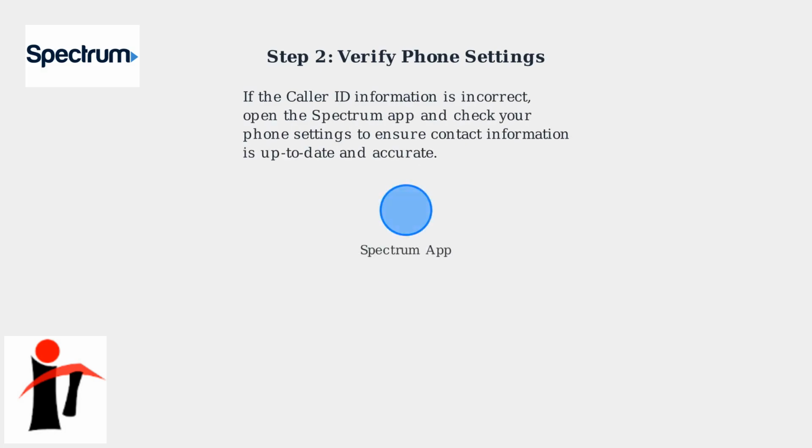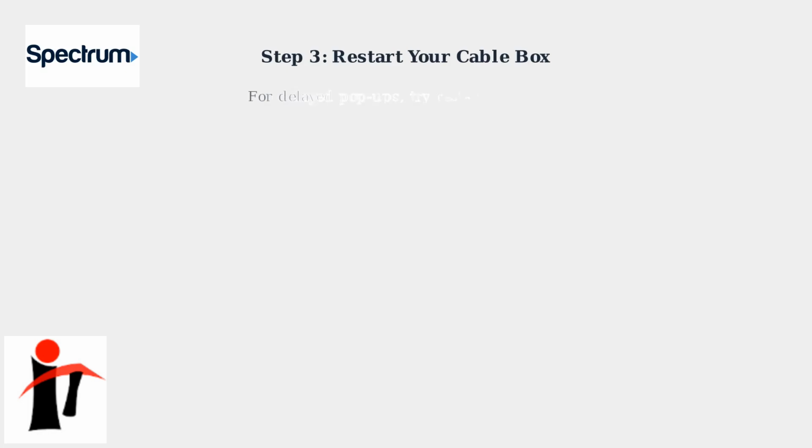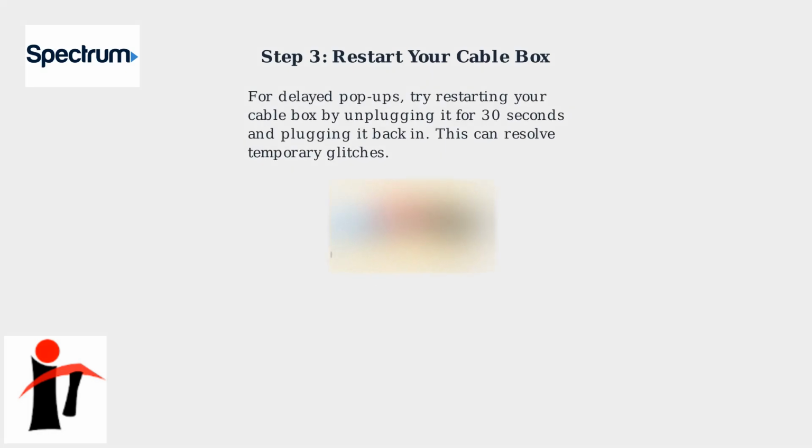If the information displayed is incorrect, verify your phone settings in the Spectrum app to ensure your contact information is up to date. For delayed pop-ups, try restarting your cable box by unplugging it for 30 seconds and plugging it back in. This can resolve temporary glitches.